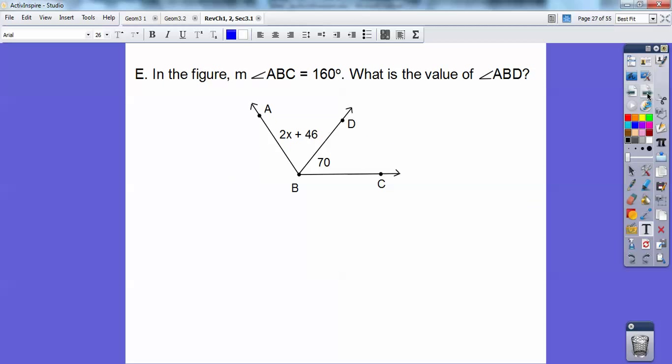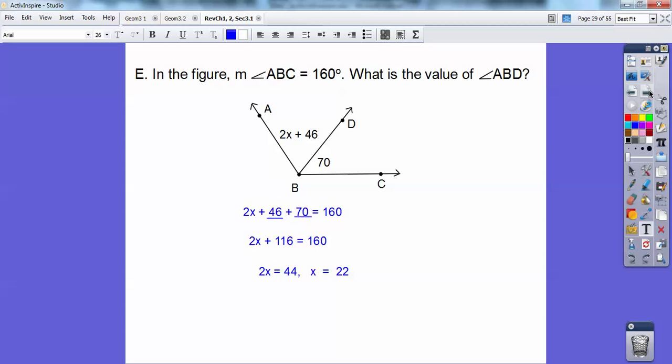Okay, in the figure, ABC is 160. So here's ABC is 160. So that means this angle right here plus this angle equals the total angle 160. So 2x plus 46 plus 70 equals 160. Okay, end up getting x equals 22.